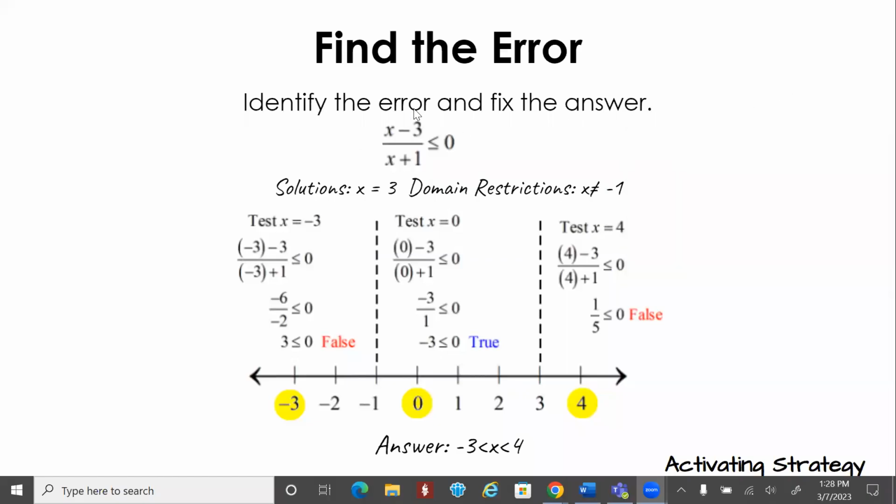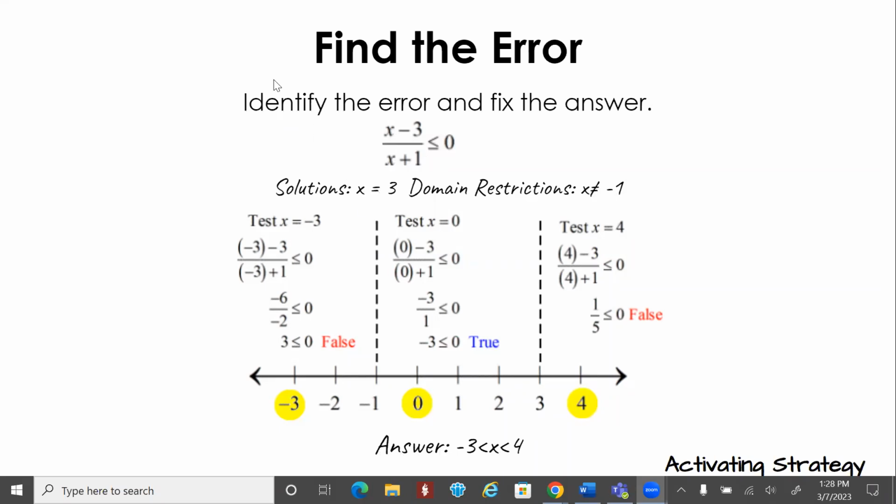So it says identify the error and fix the answer. They said (x minus 3) divided by (x plus 1) is less than or equal to 0. They said the solution was 3. The domain restrictions were x cannot equal negative 1. And the answer was from negative 3 to 4.